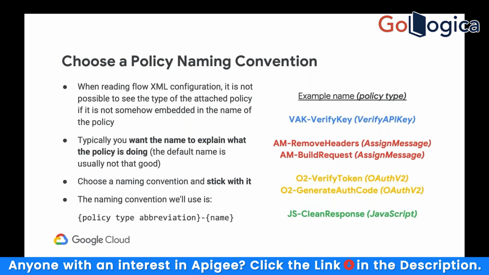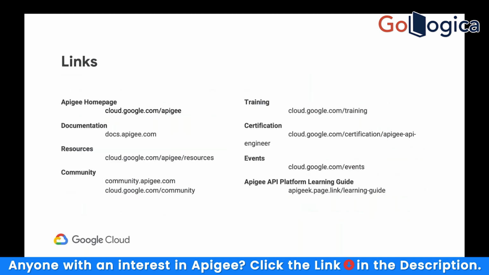Like VAK hyphen verify key means it is a verify API key policy verifying the key. AM remove header, like removing a header. Assign message build request. OAuth2 verify token, OAuth2 generate auth code, JSON policy clean response. Those kinds of things we can do, so we can define all of this.